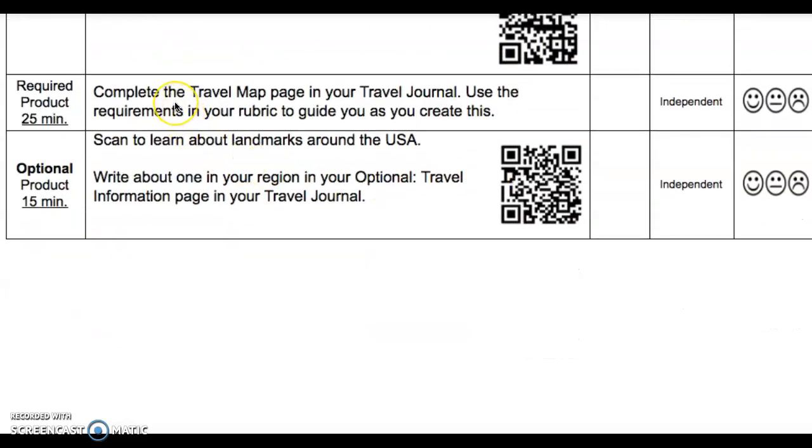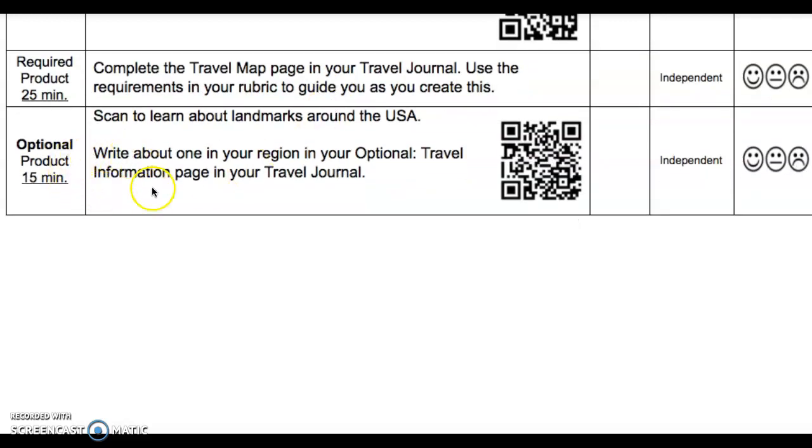A required activity for 25 minutes is to complete the travel map in your travel journal. Use the requirements in your rubric in your classwork folder to guide you as you create this. Make sure you have everything you are supposed to have to be a practitioner or expert.